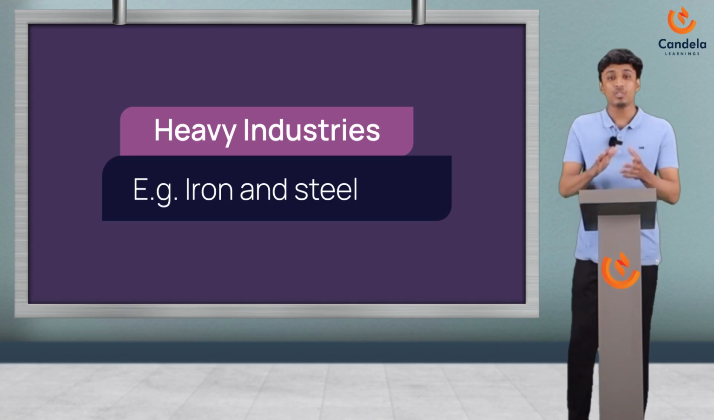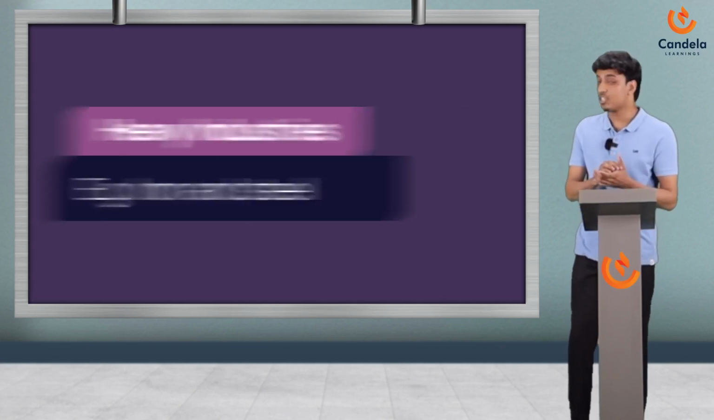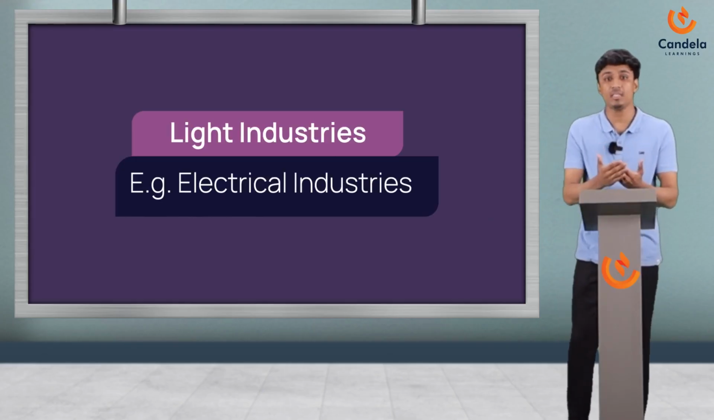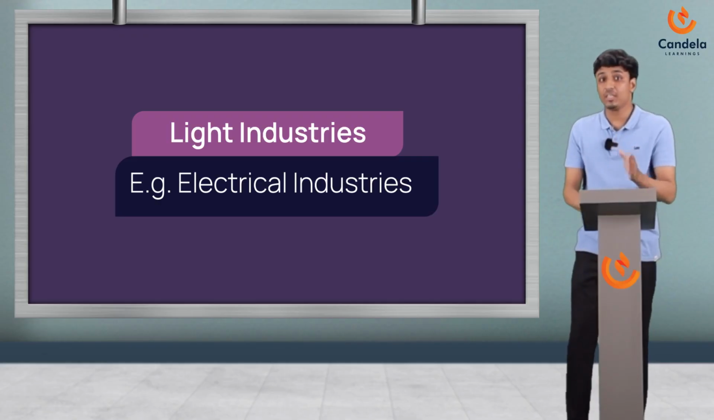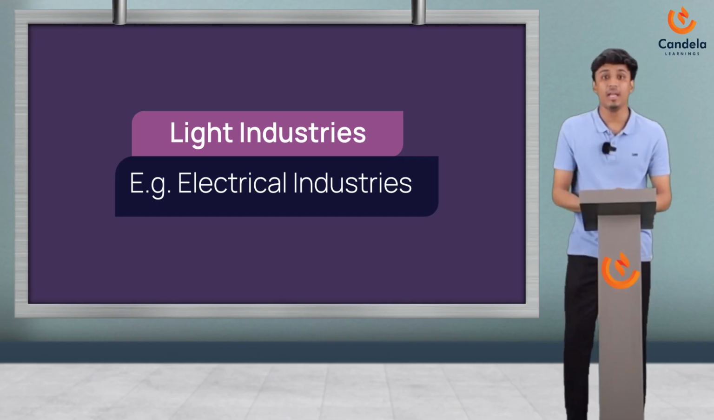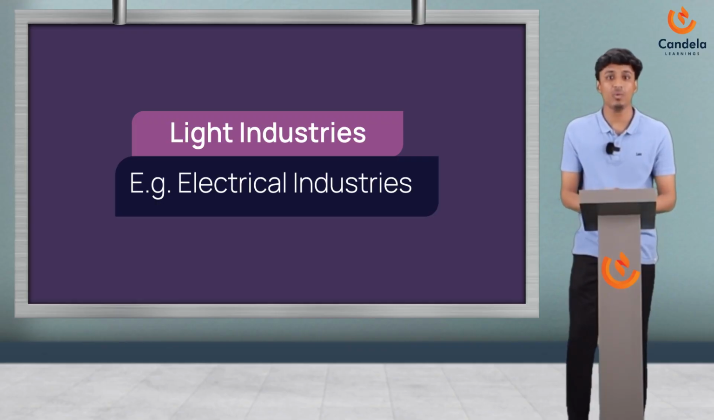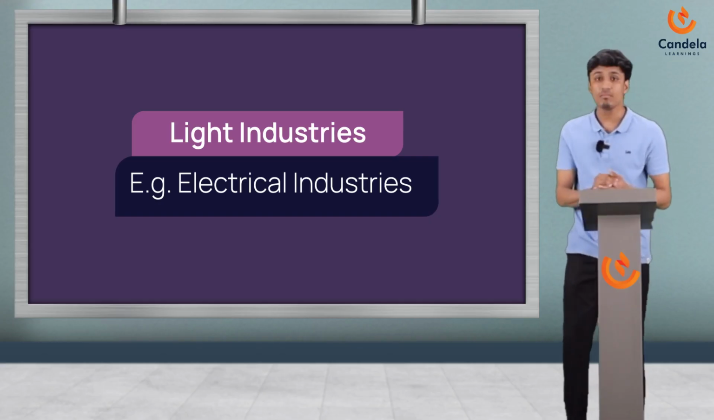Okay, so next one is light industries. Heavy industry means the production of large heavy products. So what will be light industry? It involves the production of small, easy to manufacture products. And electrical industry is considered a light industry. I think we are done with the classification of industry. Now we have to look into an important topic, industrial pollution.